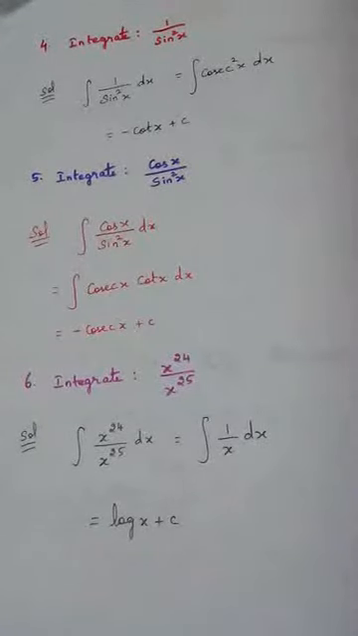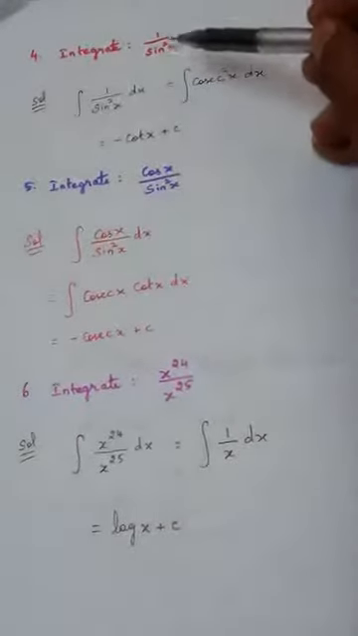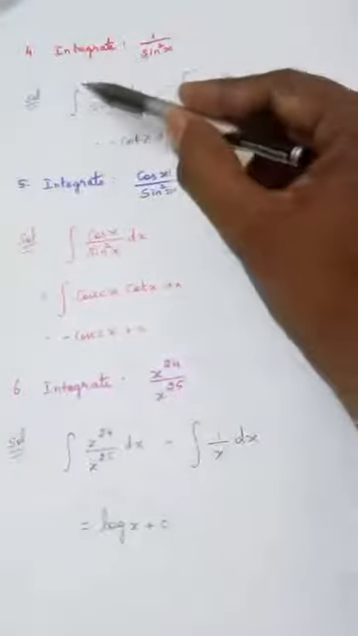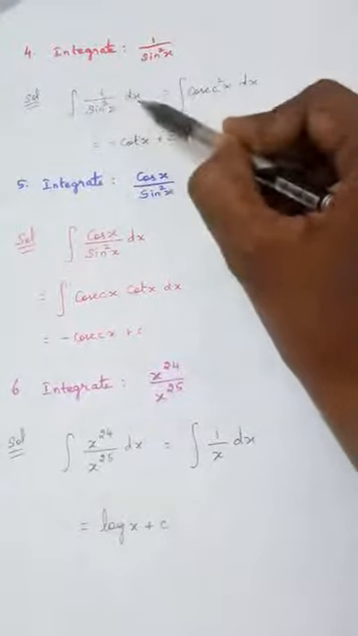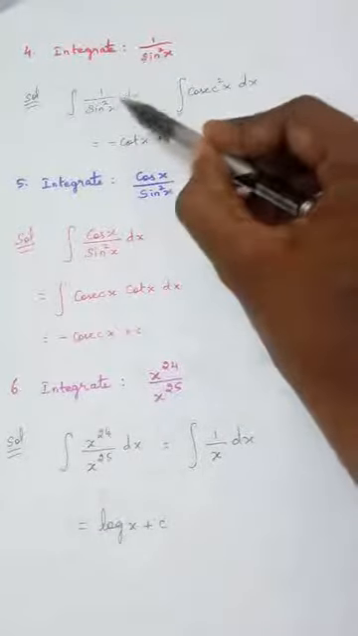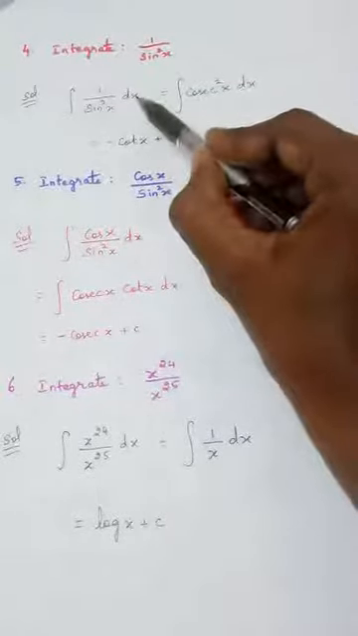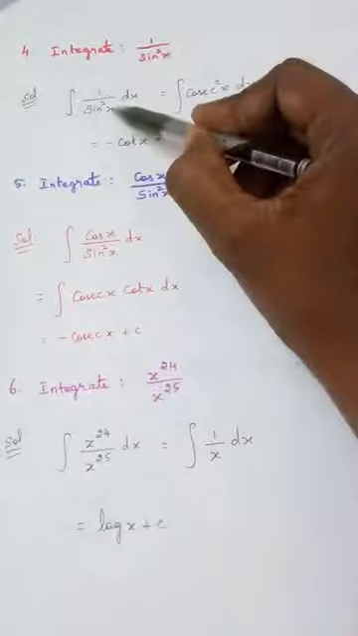Problem number 4. Integrate 1 by sine square x. That is the question. So as usual, we will write the integral symbol and write this function dx. I have already told you dx is written because we are integrating this function with respect to x. That is the meaning.